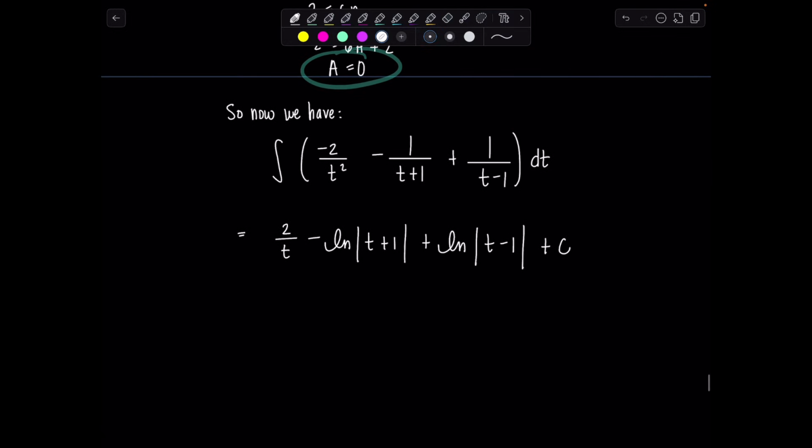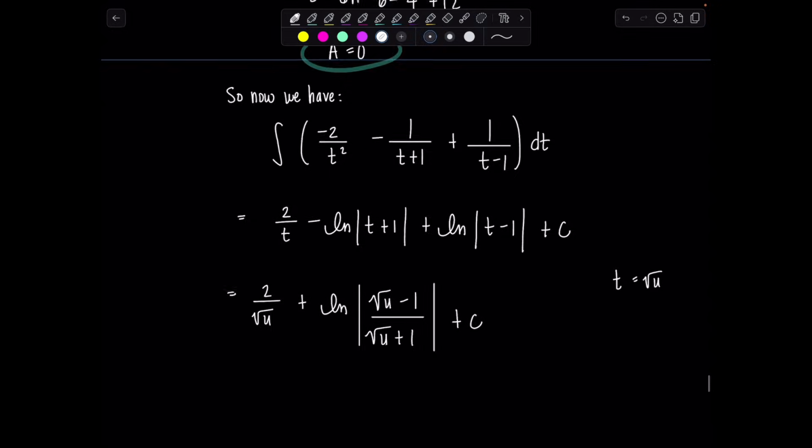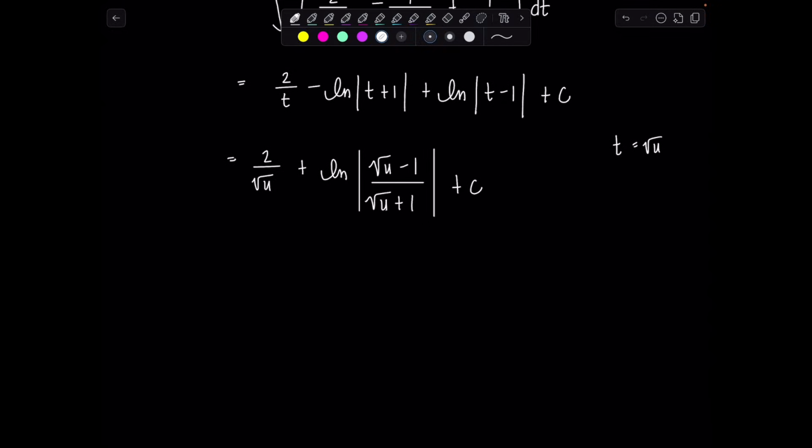So remember, t was equal to square root of u, yeah? So this is 2 over square root of u minus ln, absolute value. Actually, we can combine these into a single logarithm. Let's do that. So we're going to have ln t minus 1 up top, so square root of u minus 1. And then the negative logarithm is going to be in the bottom, plus c. And then do you remember who u was all the way back in the beginning? U was e to the x plus 1.